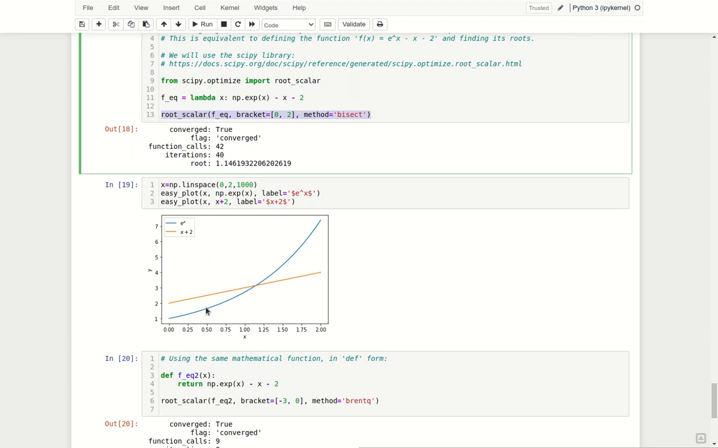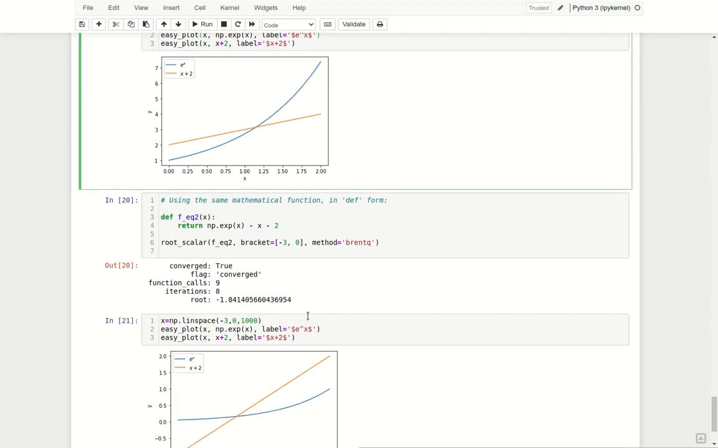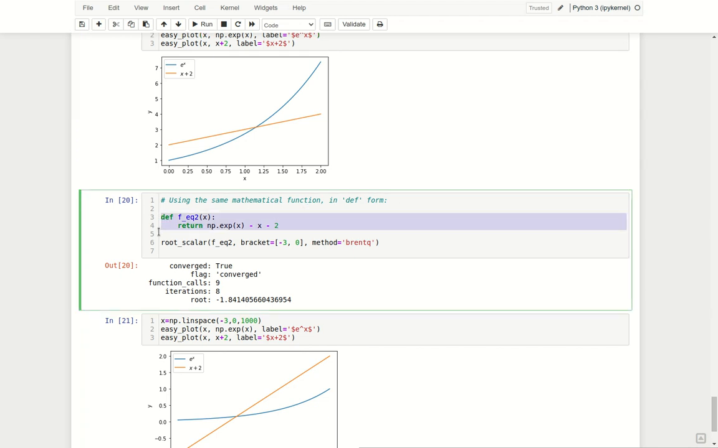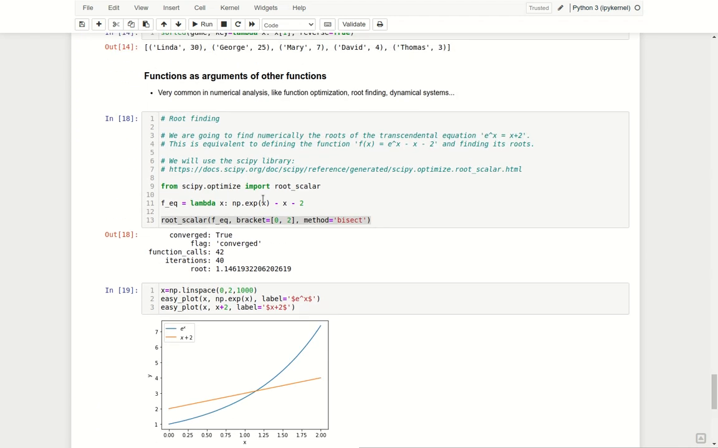And the result is this for the exponential and this for the linear function. So we see that these two lines cross each other at this point of x, and it must be this value over here. If we do this, the mathematical function, but using the usual definition of functions this way, notice that we have done exactly the same.